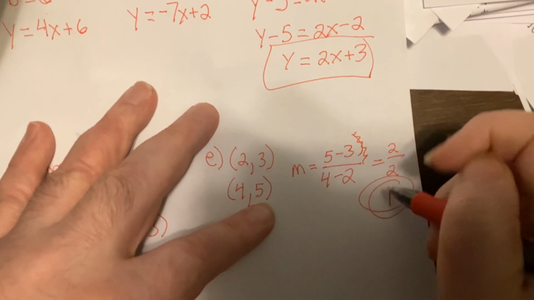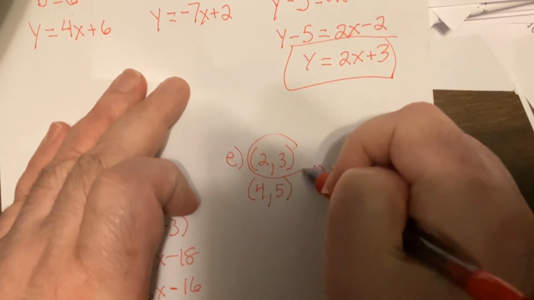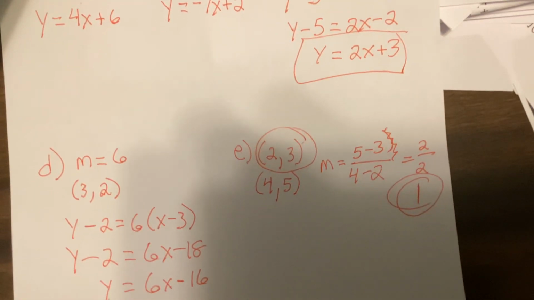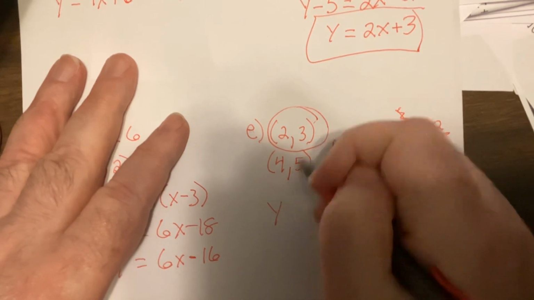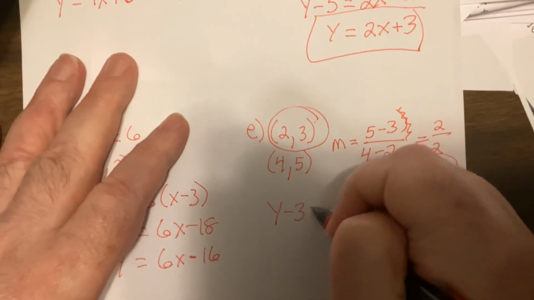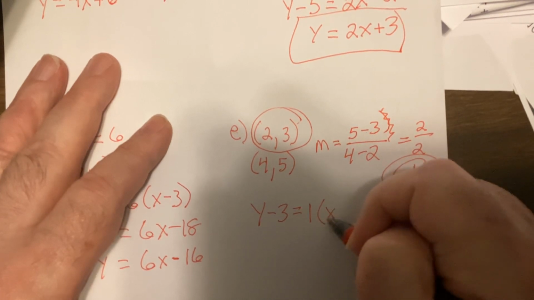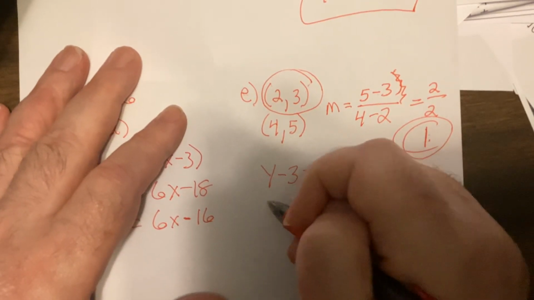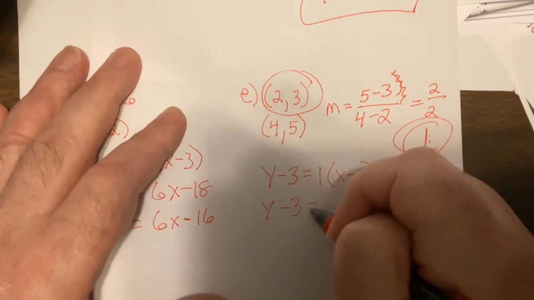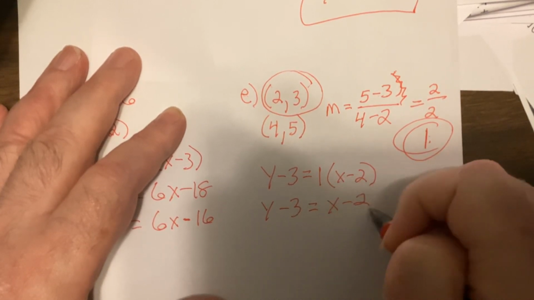So I have the slope and I have a point. I actually have 2 points, but I'm going to pick one of the two. Doesn't matter which one. Now I'm going to use point slope. So y minus the y number equals the slope times x minus the x number. So distribute the 1. Now solve it for y. So add 3.